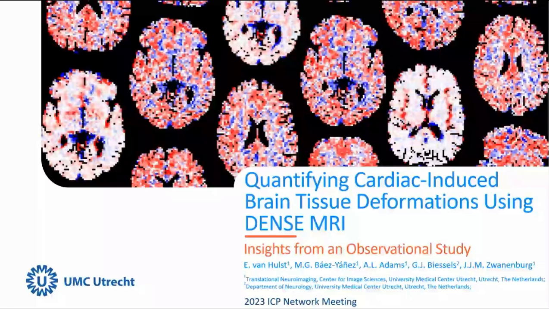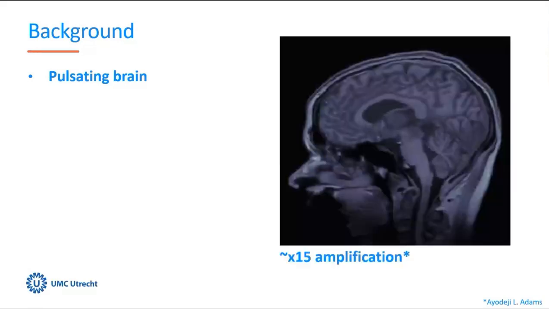Hi everyone, I'm going to give my talk about quantifying cardiac-induced brain tissue deformations using dense MRI. I will first start with some background information, which was already provided by Jack on the first day. But the brain is pulsating, which can be nicely seen in this amplified video. It's largely amplified, but it still nicely shows the pulsations of the brain.